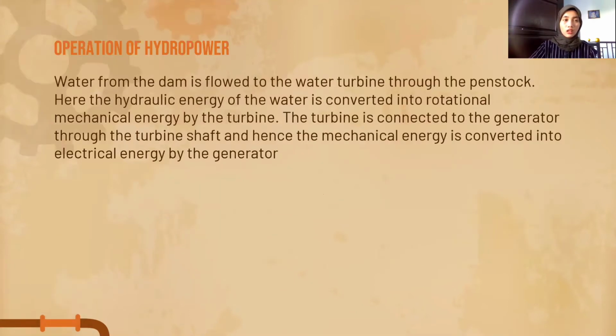Next, operation of hydropower. Water from the dam is flowed to the water turbine through the penstock. Here, the hydraulic energy of the water is converted into rotational mechanical energy by the turbine. The turbine is connected to the generator through the turbine shaft and hence the mechanical energy is converted into electrical energy by the generator. Okay, next.